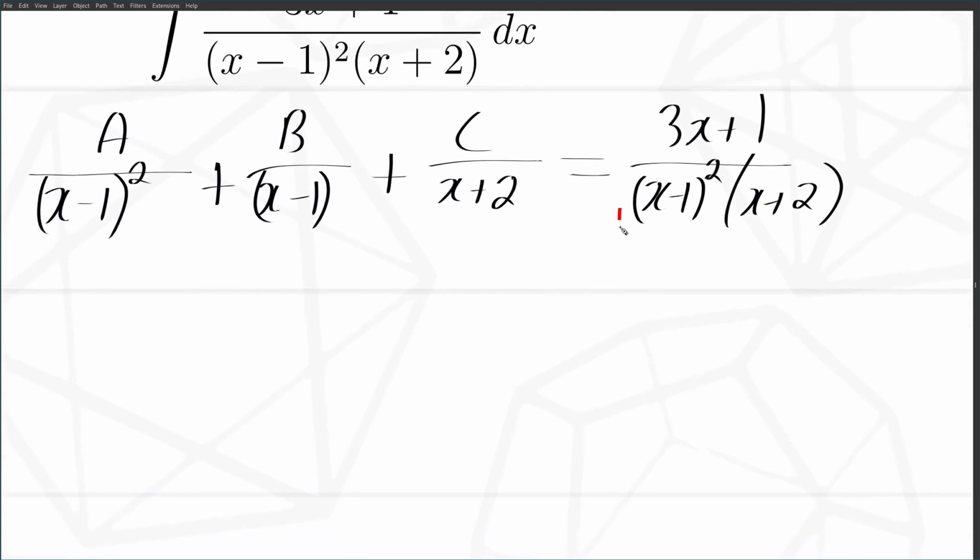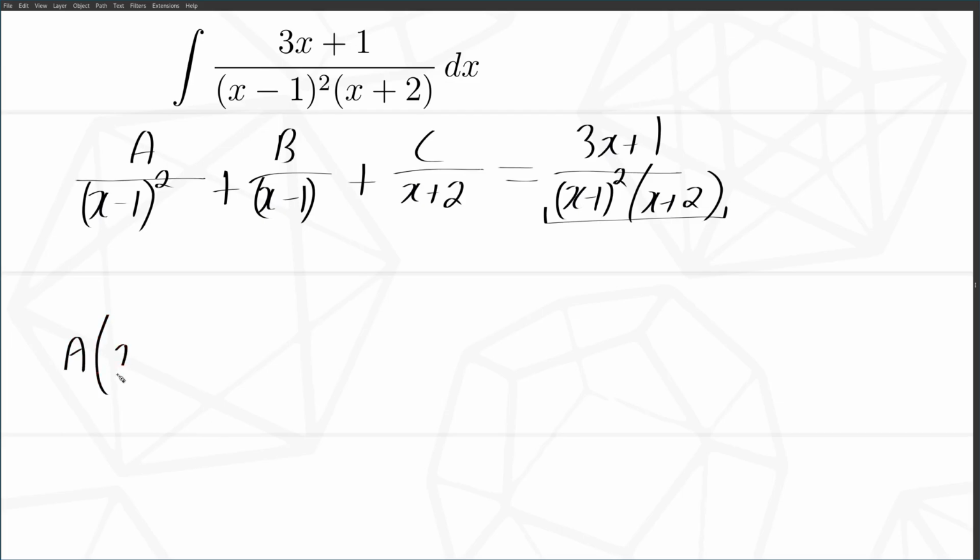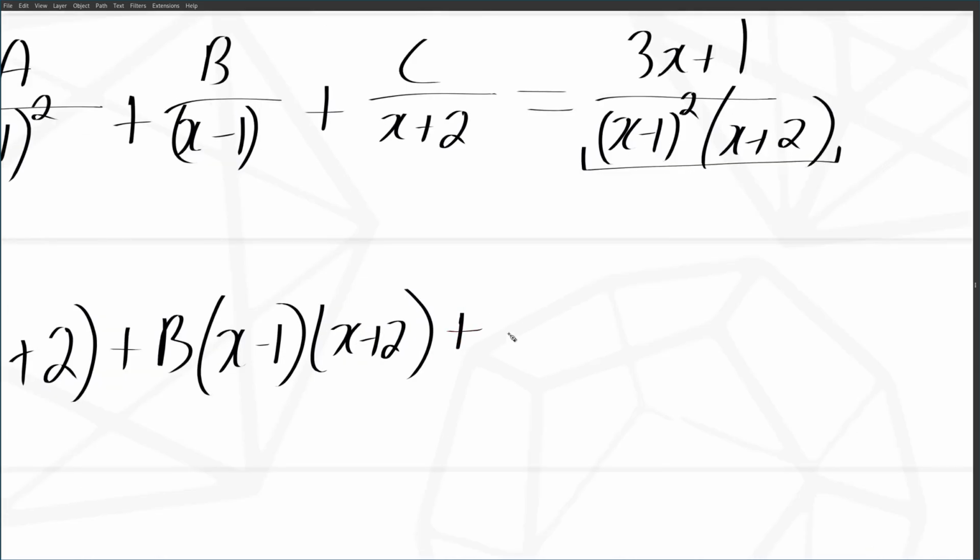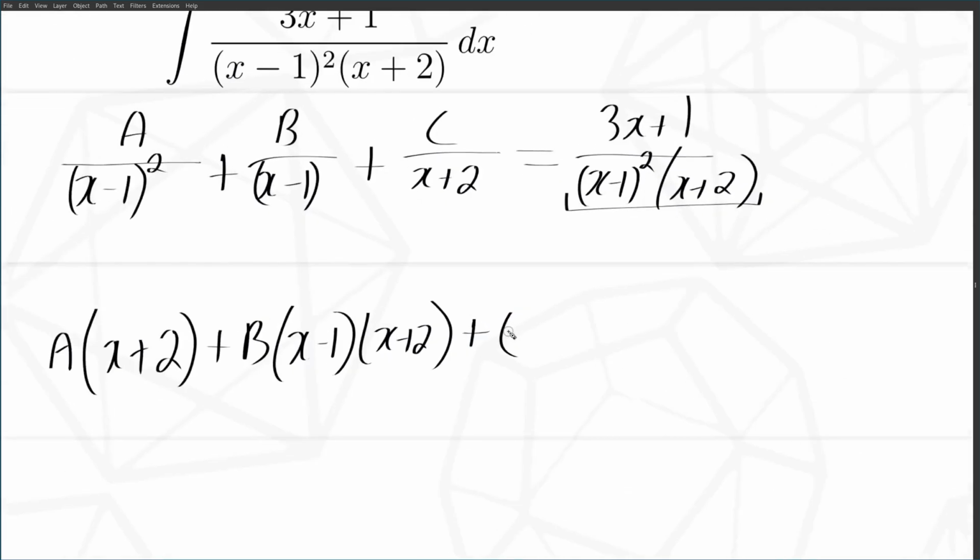Okay, multiplying by this denominator, we're going to get that a times x plus 2, since if you multiply this to x minus 1 squared, they cancel, plus b times x minus 1 times x plus 2, plus c times x minus 1 squared is equal to 3x plus 1.